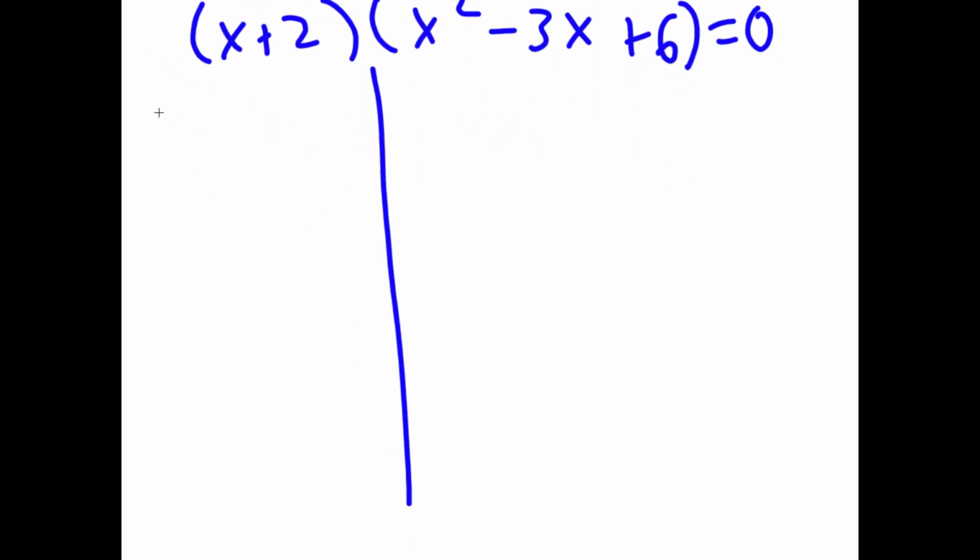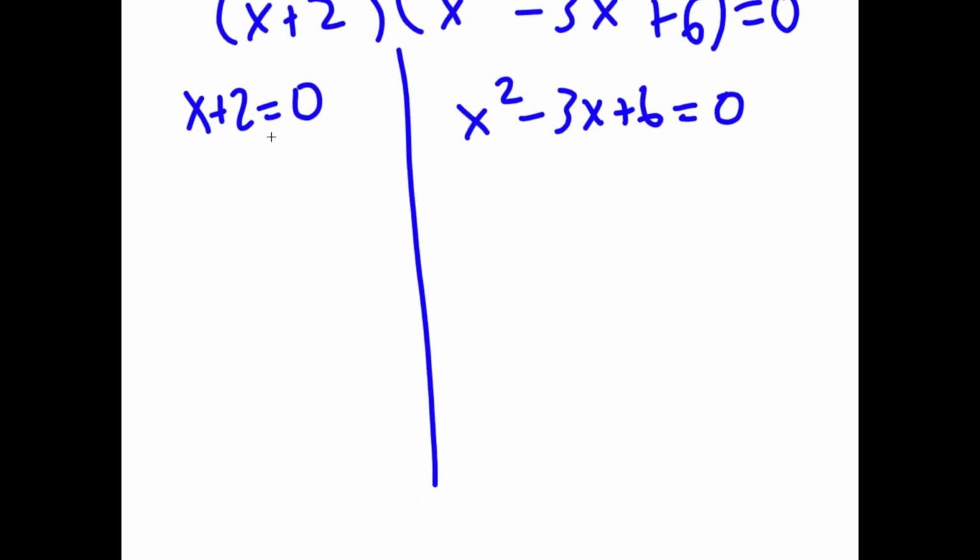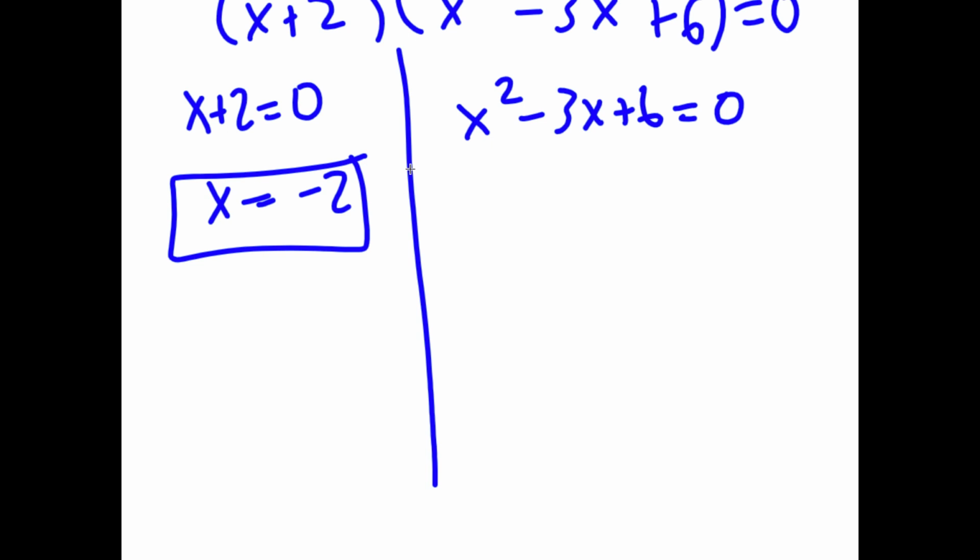Now, I get two equations from this. I get x plus 2 is equal to 0, and I get x squared minus 3x plus 6 is equal to 0. So for x plus 2 equals 0, x is obviously equal to negative 2. And for x squared minus 3x plus 6 equals 0, you have to use the quadratic formula.